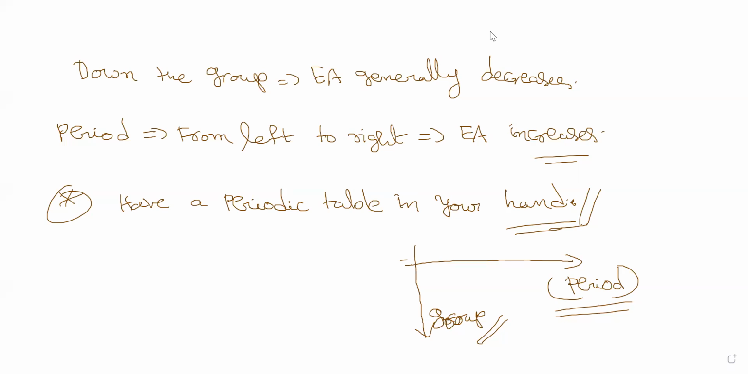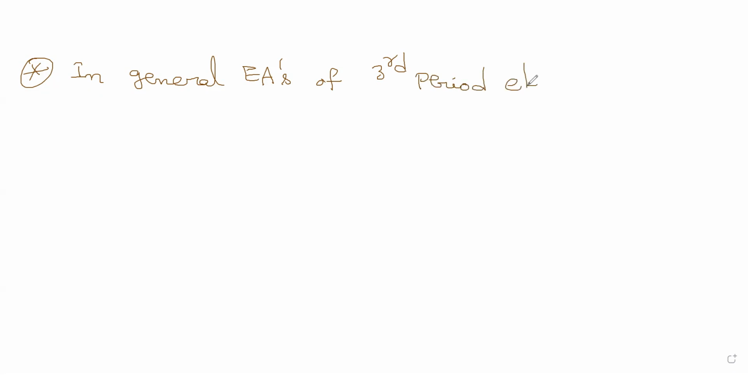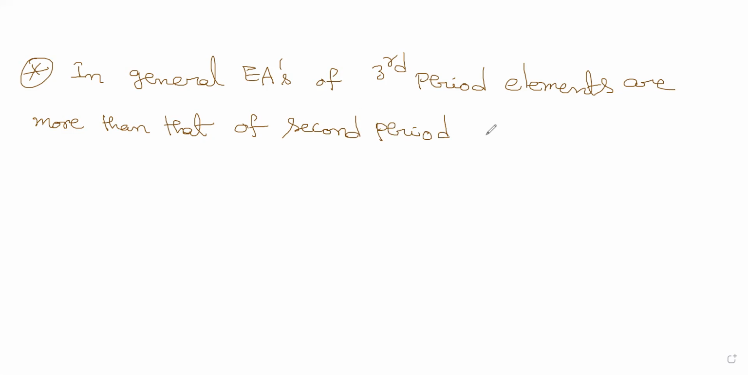Next point. In general, electron affinities of third period elements are more than that of second period elements.